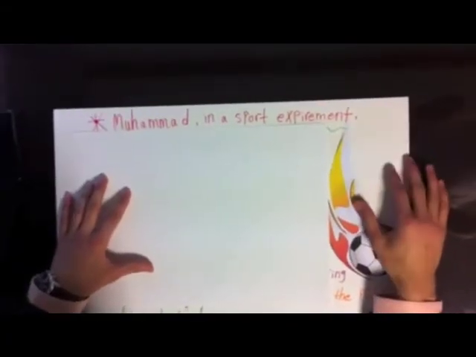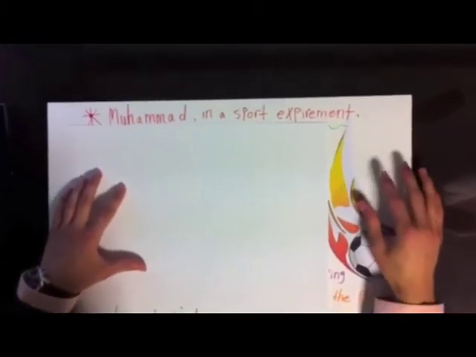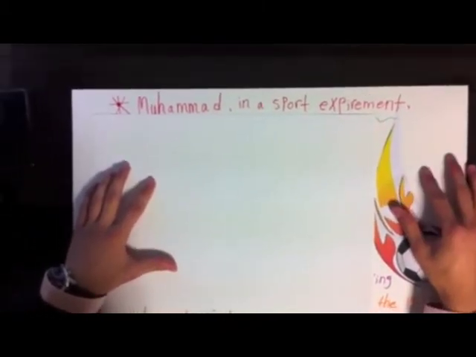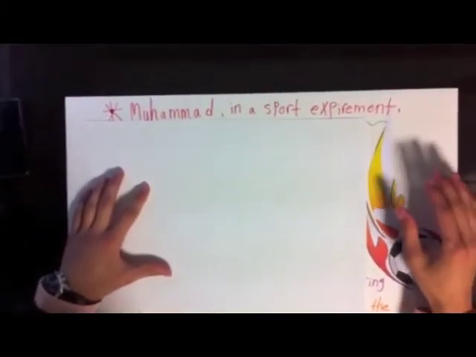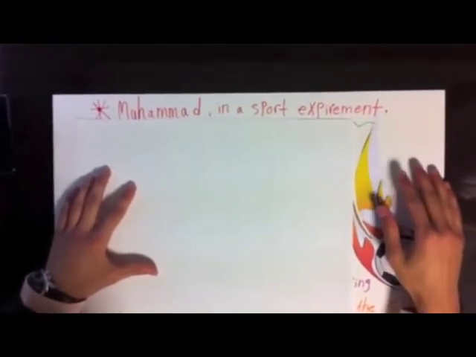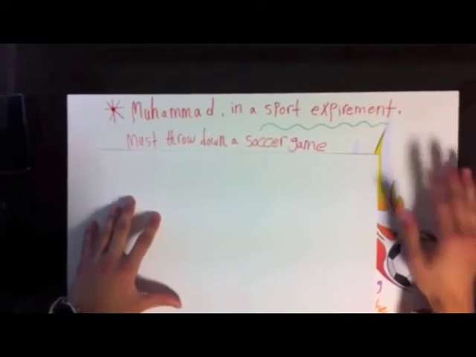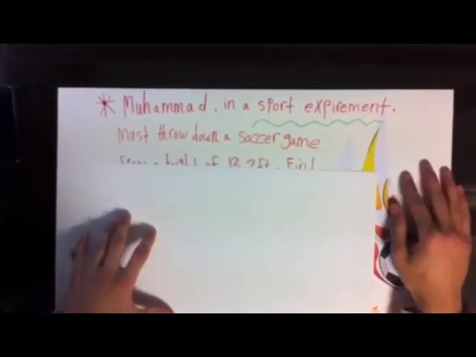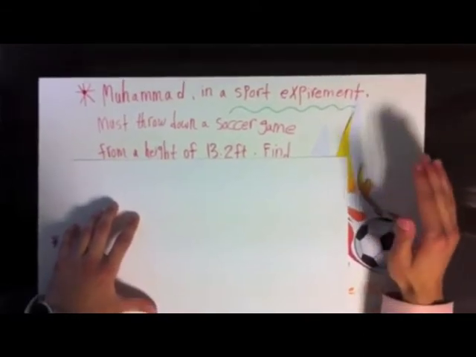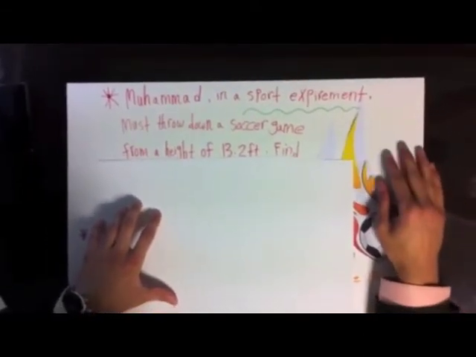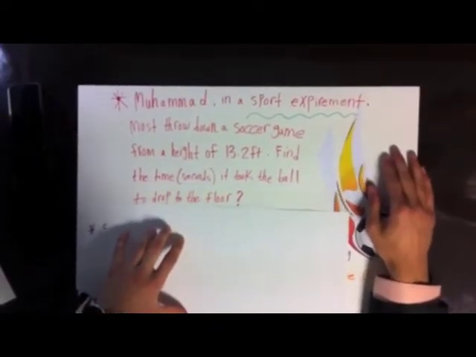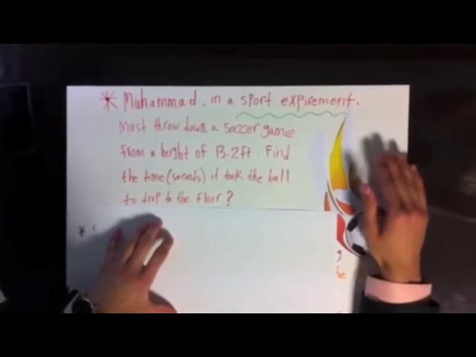So, today's topic is a math concept that deals with modeling dropped objects. In this real-world problem, we are dealing with a sport experiment. Muhammad, in a sport experiment, must throw down a soccer ball from a height of 13.2 feet from the second floor. Find the time in seconds it took the ball to drop to the first floor.